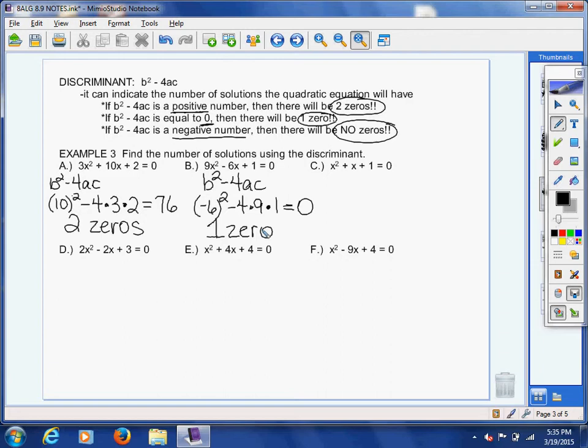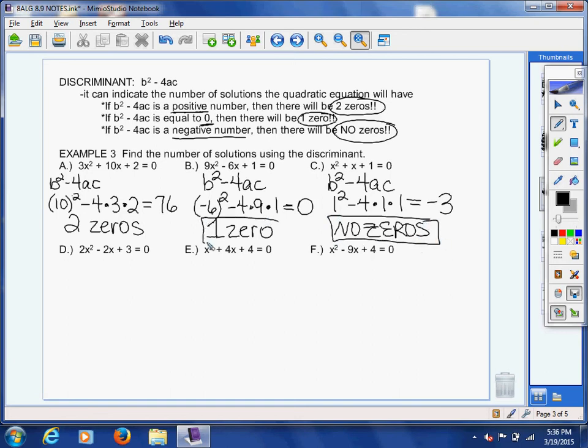Let's look at C. So we're going to test the discriminant. B is 1, so we get 1 squared minus 4 times 1 times 1. So carefully plug that in. You don't want to get so fast that you're skipping numbers and missing signs and symbols. And what did you get? I got negative 3. Now what that discriminant tells me is, it's negative, so I have no zeros. This parabola is not going to cross the x-axis at all.